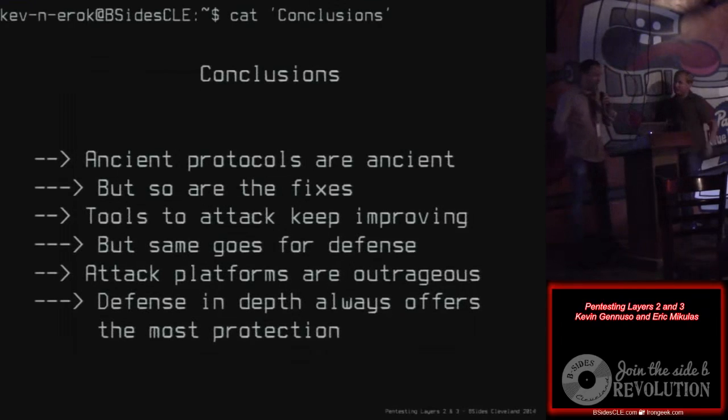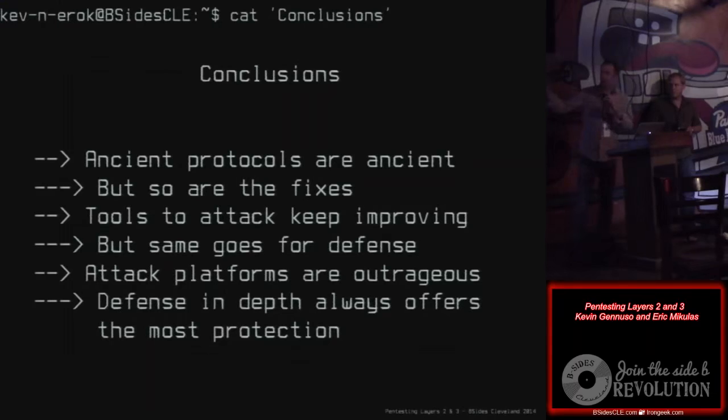So, some conclusions from this whole mess. Ancient protocols are ancient, but so are the fixes. So it's not like we can't do anything about this. The tools to attack keep improving, right? But the same goes for the defense. You just have to buy them and implement them. You want some cheap network gear? Great, go buy it. You're not going to be able to defend against any of this stuff. It pays to pay for the good stuff. You can get security features out of the good stuff.